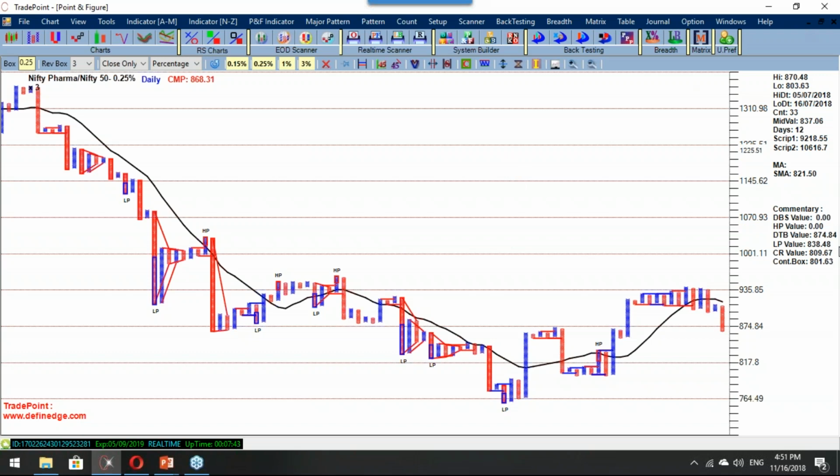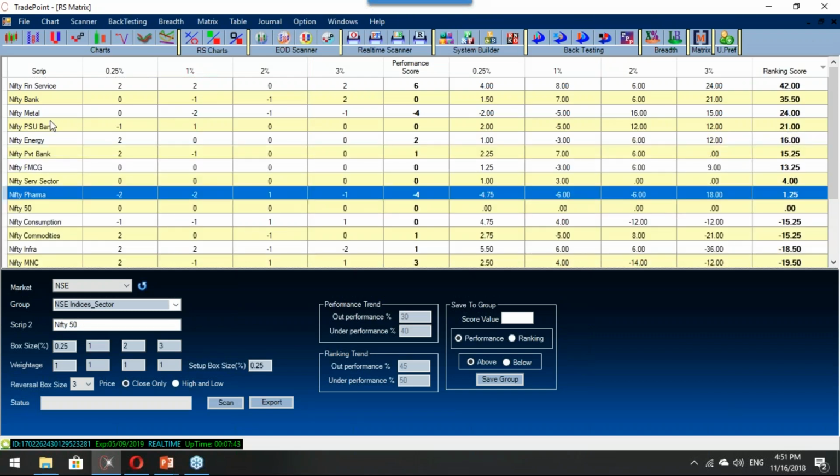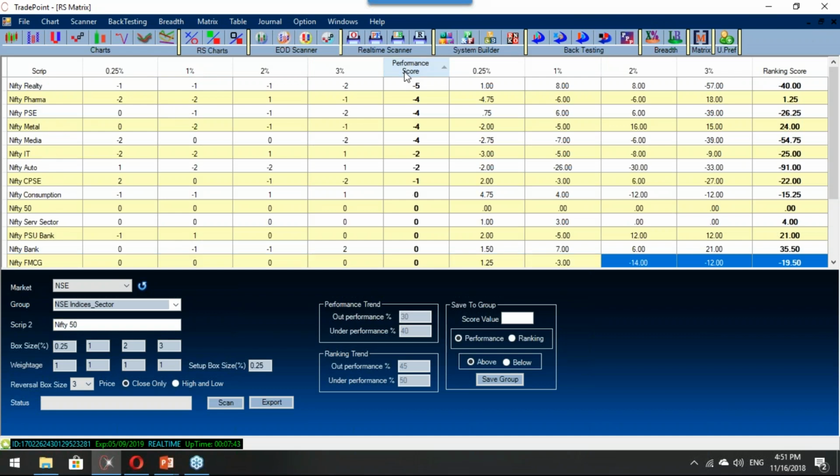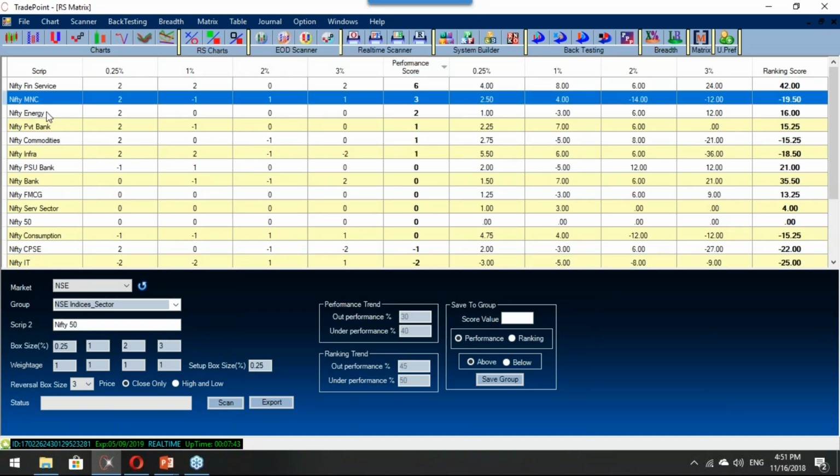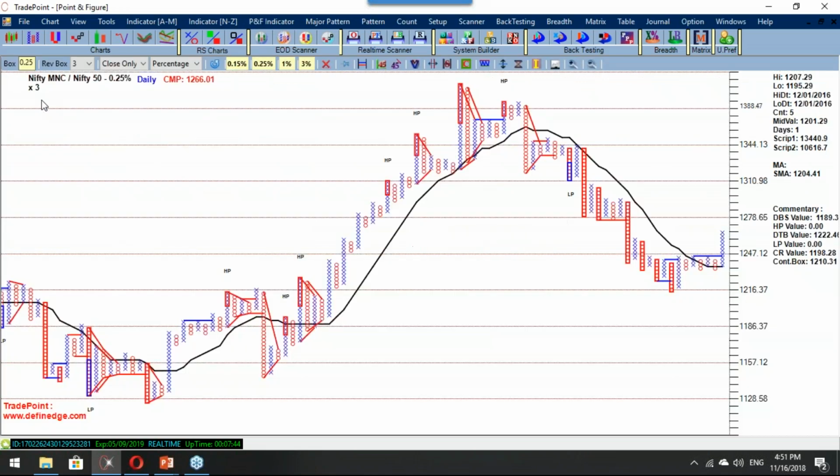How would you read the MNC sector based on the ranking score? Okay, so the question is, if you sort it on the performance score, the MNC sector ranks at number two. But if you sort it on the ranking score, it has a negative score. So the question someone is asking is, how do you interpret this? So again, it depends.